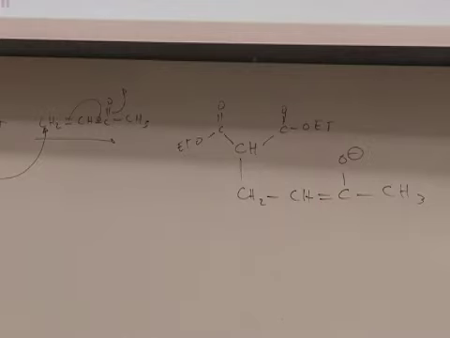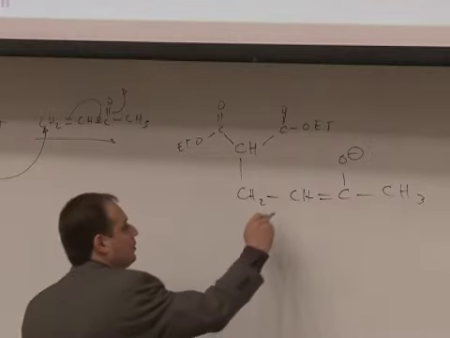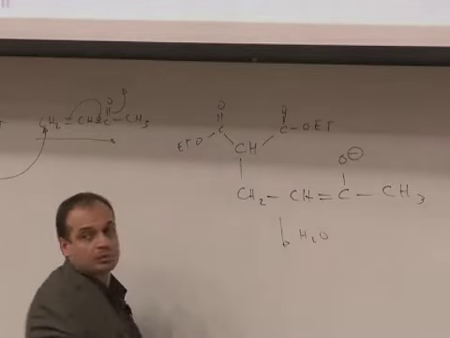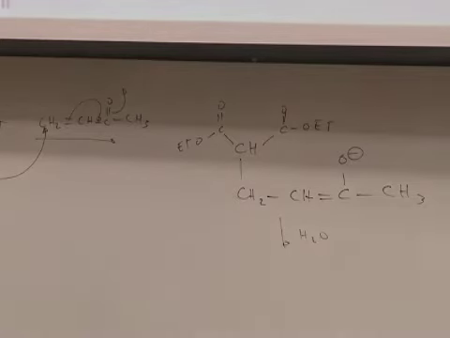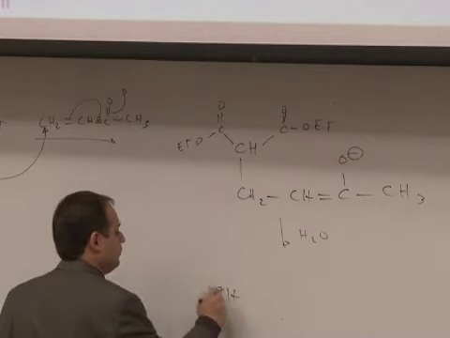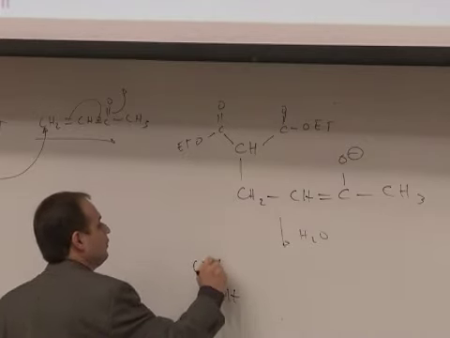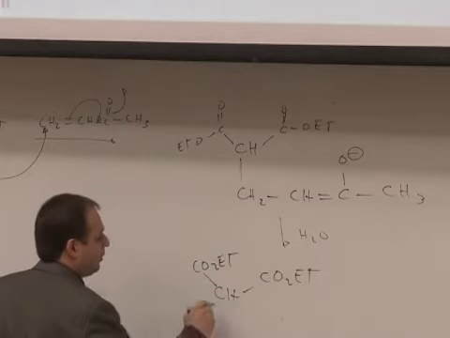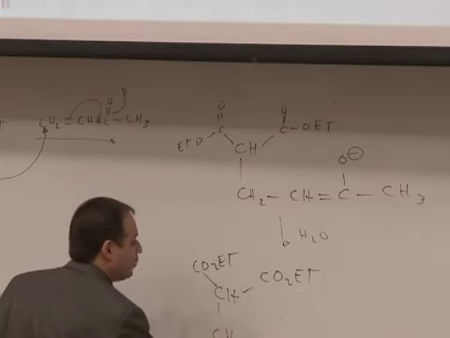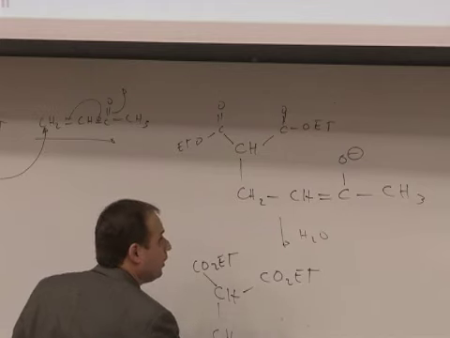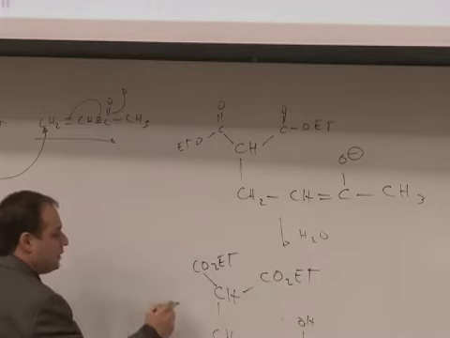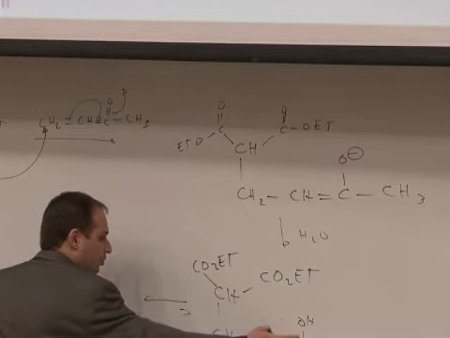Now, you added KOH. So the O minus is going to abstract the proton from water, and you will form this product, which will tautomerize into the keto form.